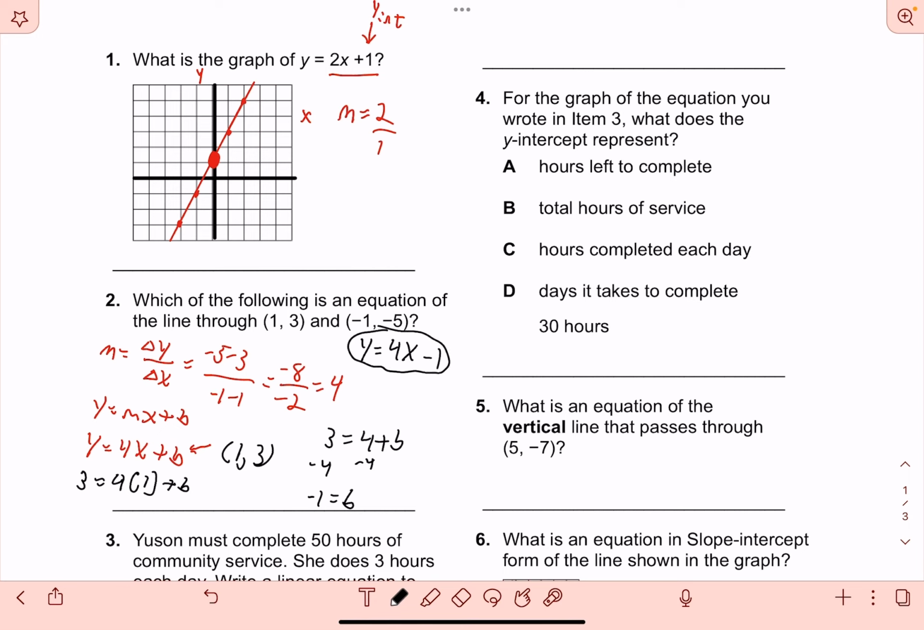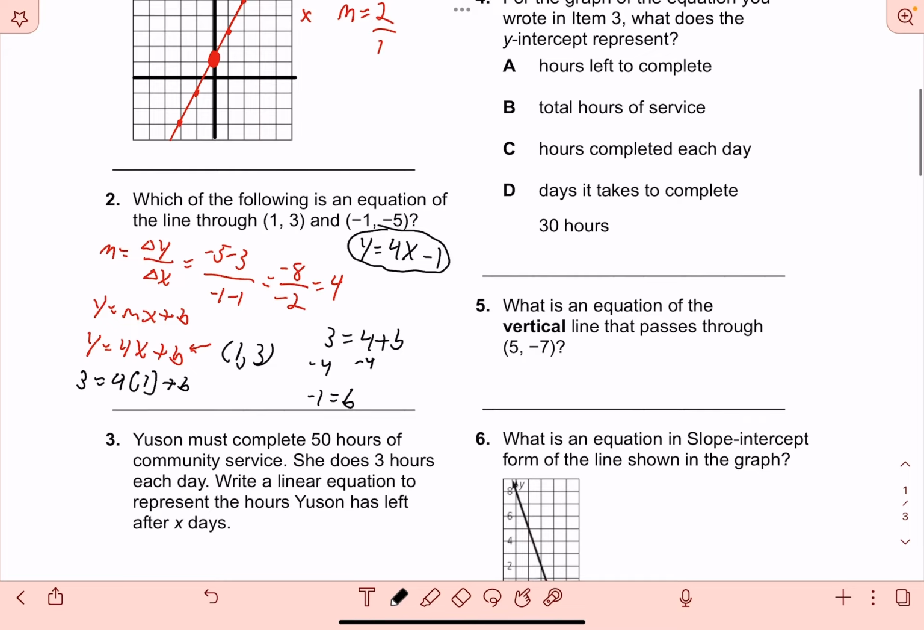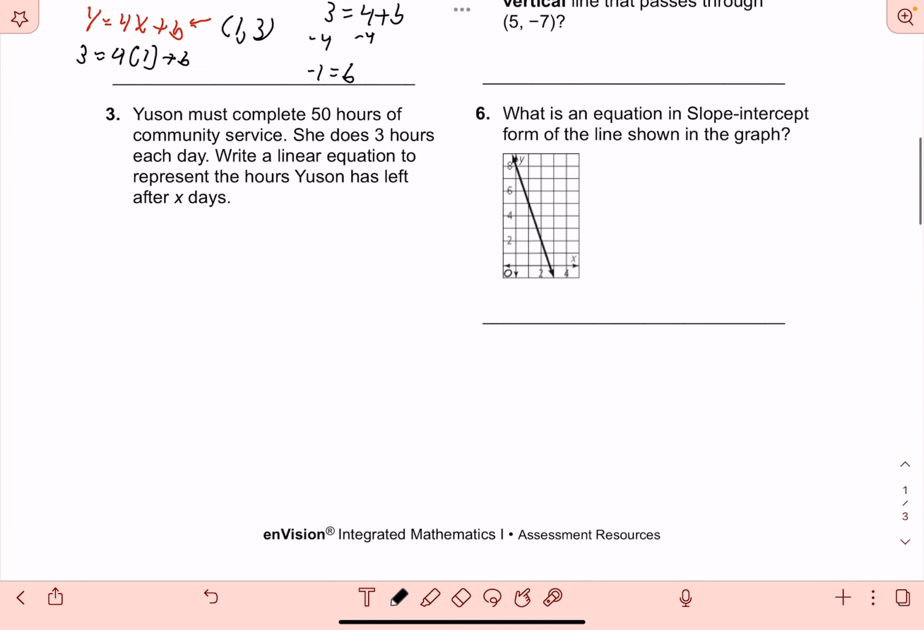Which of the following is an equation of the line through those 2 points? You have to understand this is a multiple choice question, so I'll probably give you like 3 or 4 choices, and maybe a couple of them will work. Okay, we're going to do 3 now.